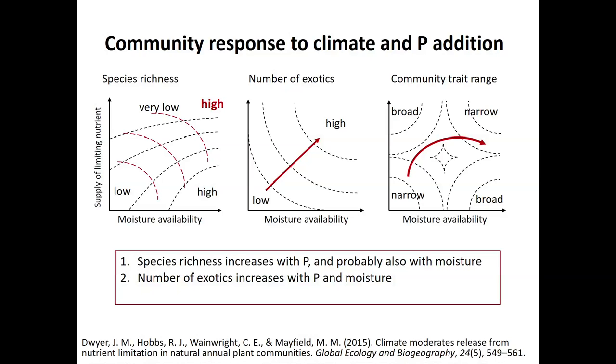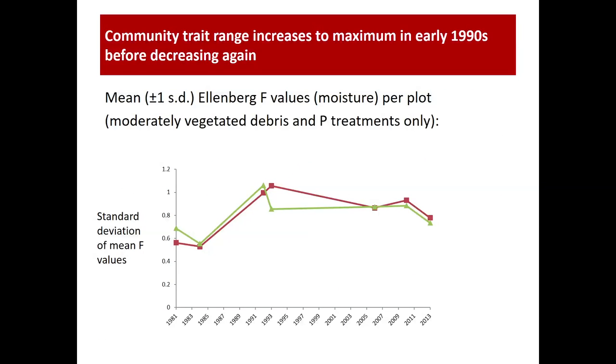And I thought, well, actually, we've probably shown this because I looked at the Ellenberg values for moisture. If you don't know, Ellenberg values are a way of ranking and describing the tolerance of different plant species to different environmental gradients. And so I found that the variation, as shown by the standard deviation around the mean at community level, at plot level, increased during our study period and then decreased again towards 2013, our last survey.